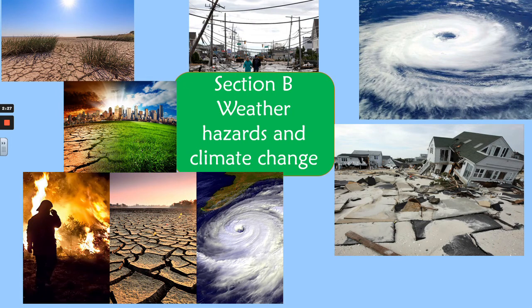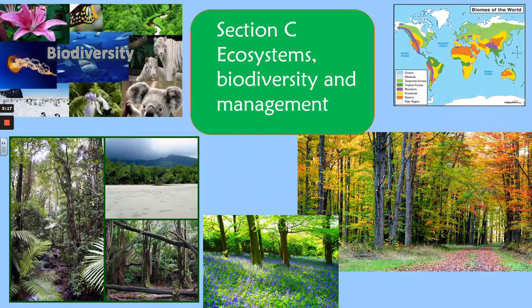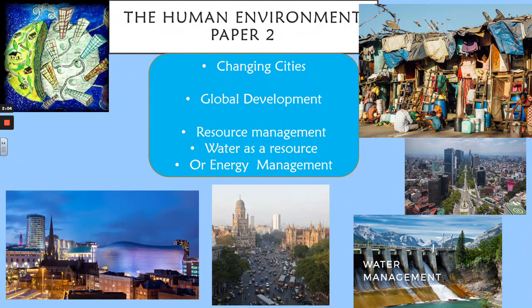Section B looks at global climates and climate change, and you're actually going to focus on 2 different weather hazards, looking at tropical cyclones and droughts. Section C starts with an overview of global ecosystems before you then focus on the biodiversity and the management of tropical rainforests and deciduous woodlands.